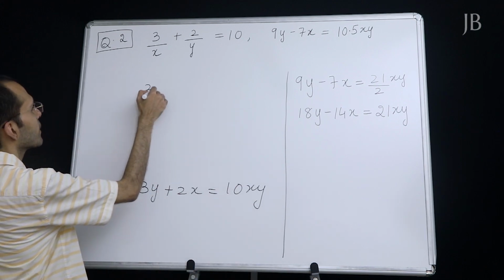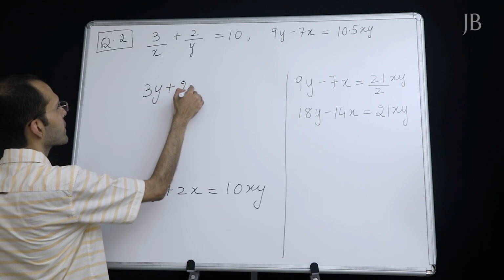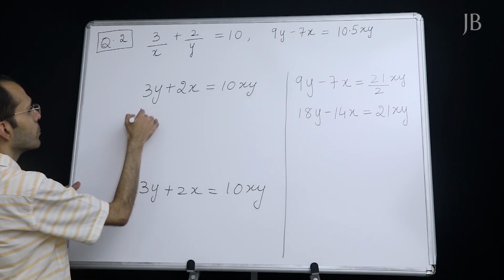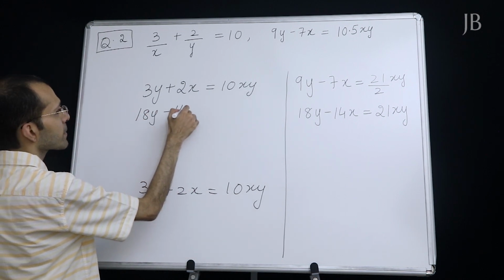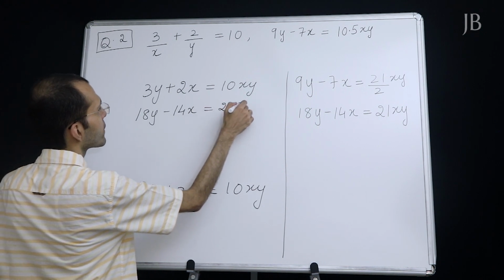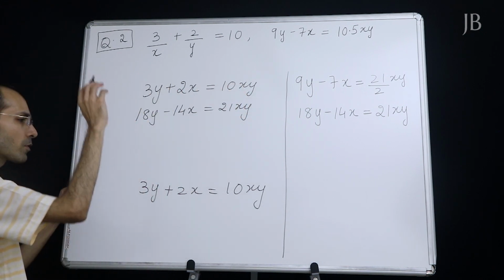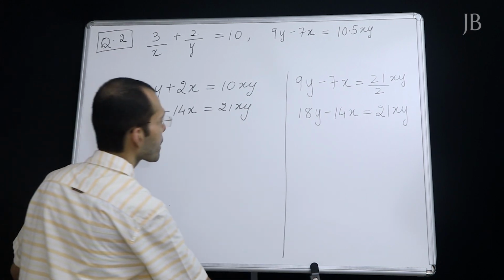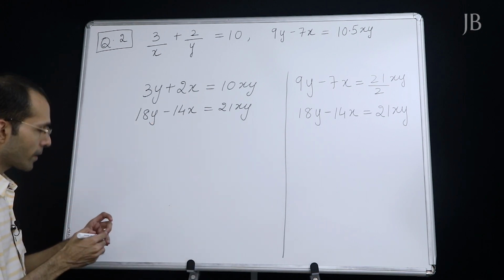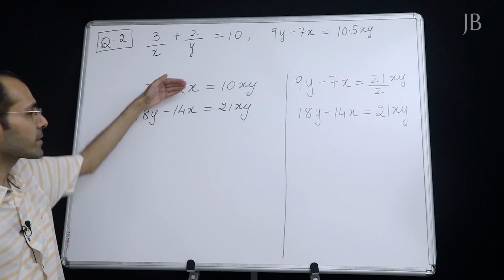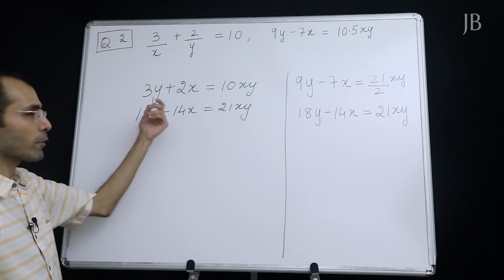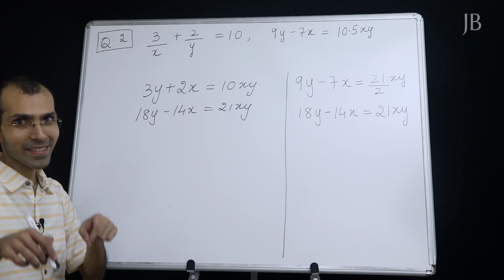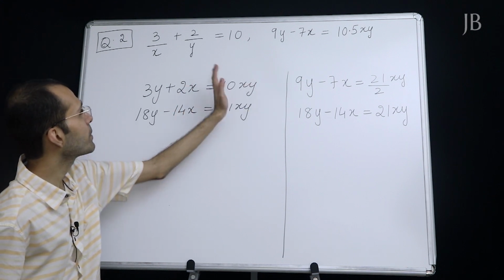Now here it will be 3y plus 2x is equaling 10xy, and the new equation 18y minus 14x is 21xy. Don't get worried about this xy, it will automatically solve itself. It will take care of itself. Now see, y term under y, x term under x, that's important. In case it was not like that, remember to rearrange it with appropriate signs. Okay, the xy term has gone there.